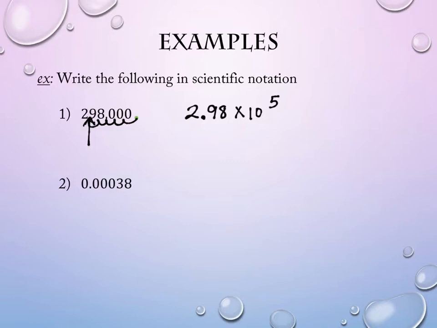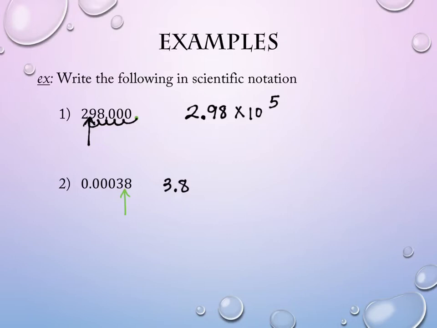Okay, same idea for the next one. I have this decimal expression. Where would I need my decimal place to be in order to create a numeral that's between 1 and 10? Between the 3 and the 8, right there. So 3.8 is going to be my A value.